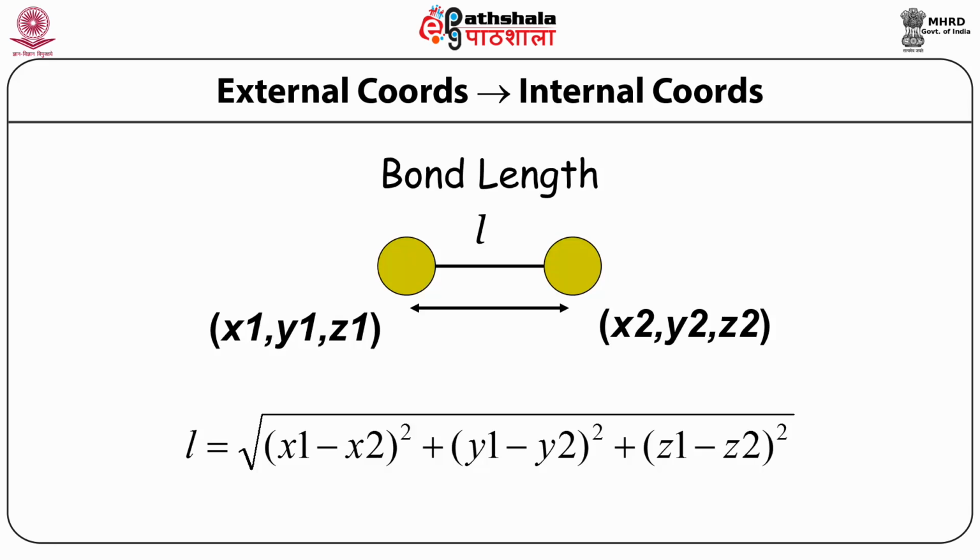Now let's take the bond length. In external coordinates, for every bond length I have two atoms and I have coordinates. Let's call them x1, y1, z1 and x2, y2, z2. The bond length in this case is nothing but the distance separating these two atoms, and what I have out there is the Euclidean distance formula. You can apply that and you can get the bond length, which means as far as the bond length is concerned, given a set of external coordinates, you can always calculate all the bond lengths.